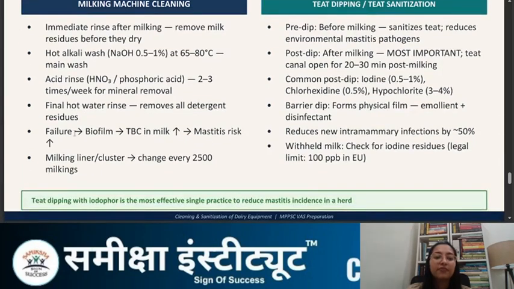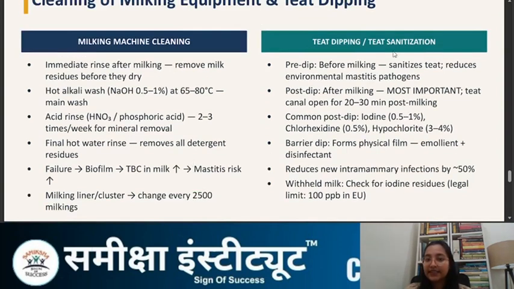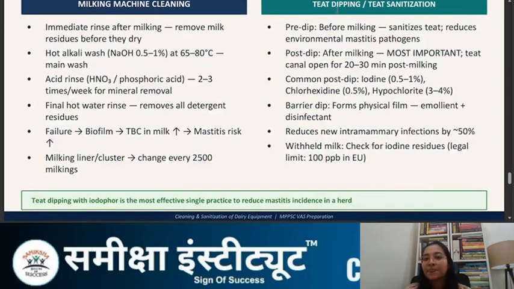If we fail, then biofilm formation will be there. Okay, the mastitis risk will increase. In the milk the total bacterial count will increase because biofilm formation will be there and the mastitis risk will increase. So the milking liner or cluster should be changed after every 2500 milkings. Then second is the teat dipping or the teat sanitization. Pre-dips and post-dips both should be employed.